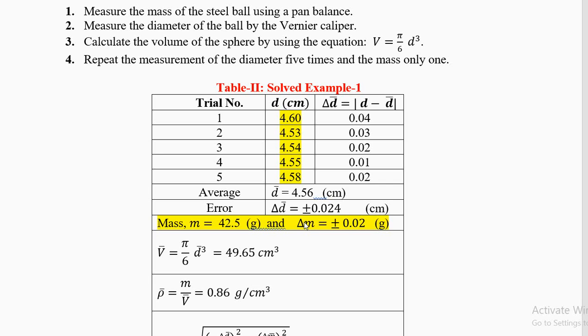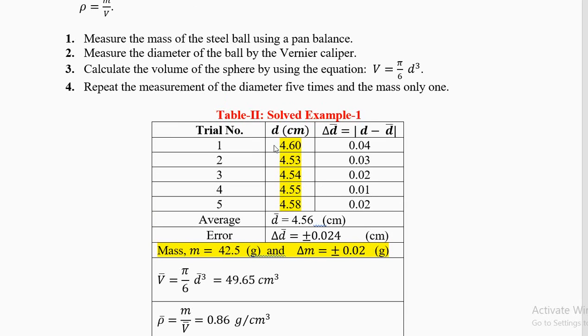Digital balances, the delta is written on it, whether it is vernier calipers or screw gauge or balance or something else, the delta will be written on the instrument. Just read it in the correct units. Sometimes the mass will be in grams and the delta m will be in milligrams. So make sure that both units are the same and correct.